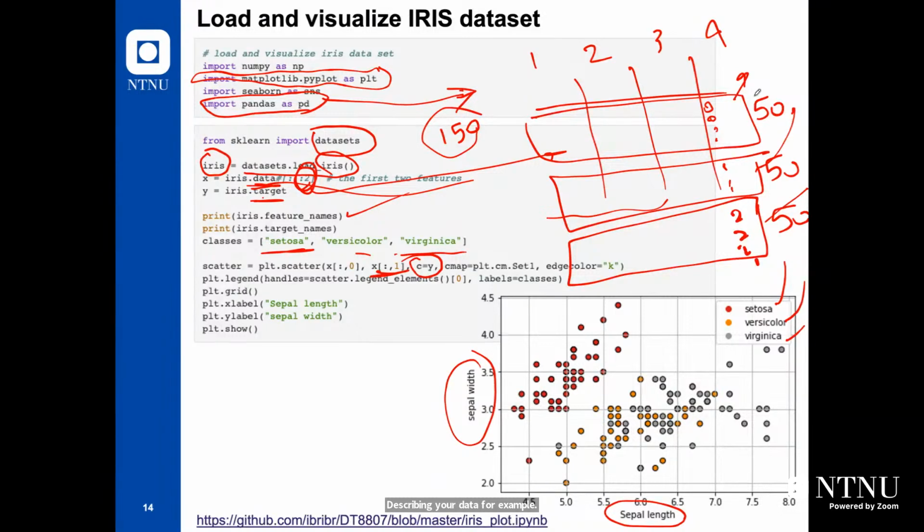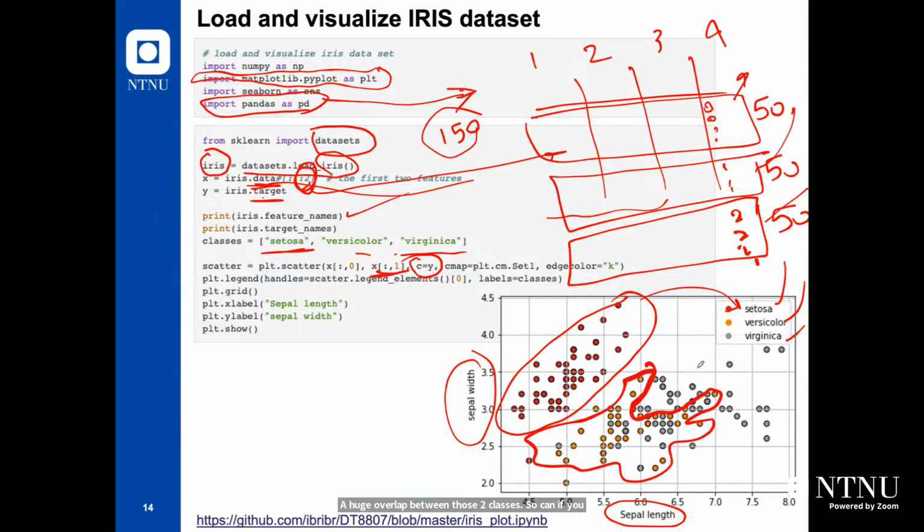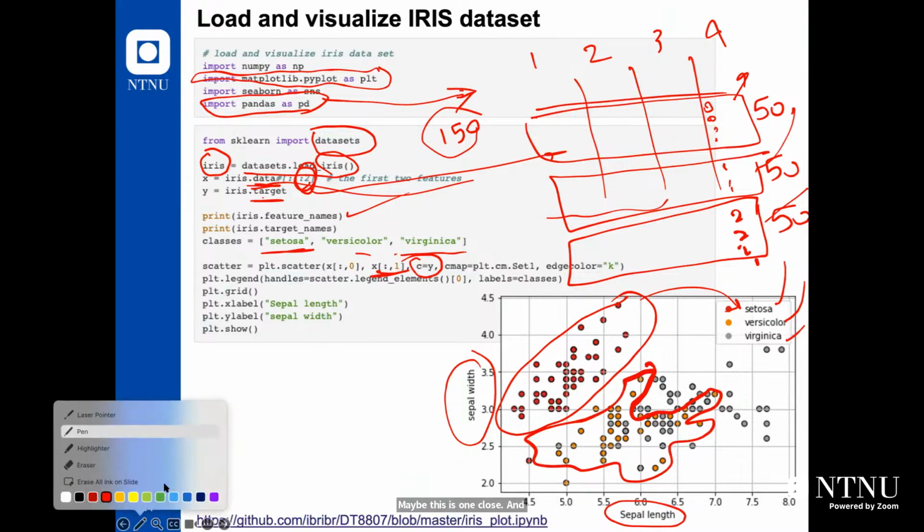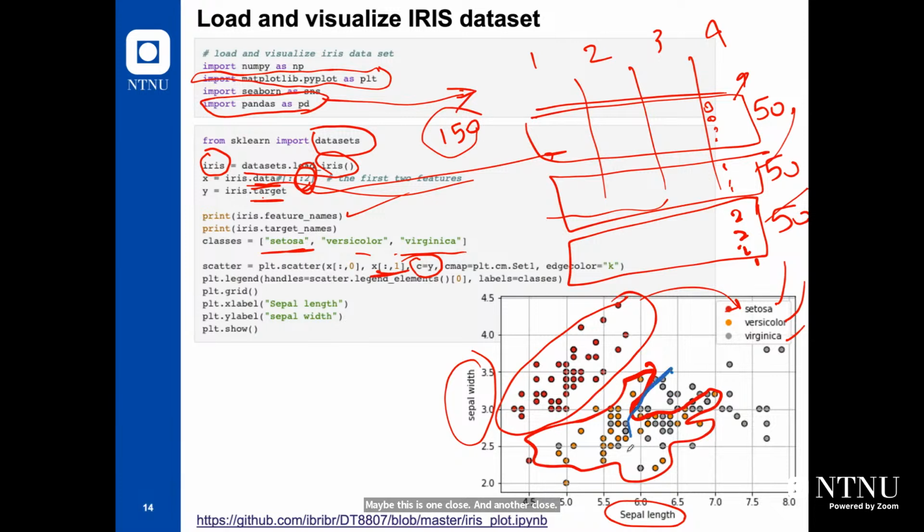It will be nice. And after that, you will go to section 2, which is data pre-processing, right? If you look into our data here, you can see that we have a very nice class, which is Setosa. And after that, we have the other two classes, versicolor and virginica. They are mixed together, in fact. A huge overlap between those two classes. So maybe this is one class and another class, maybe another one here. So this is class 0, this is class 1, this is class 2, for example.